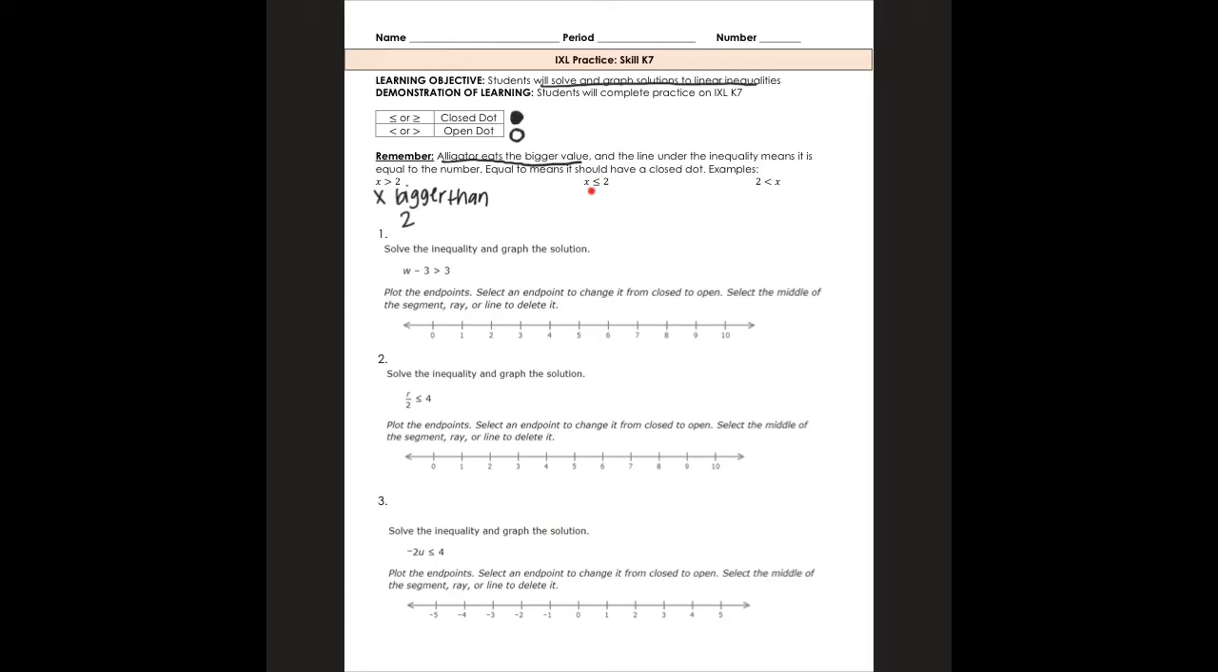Similarly for this next one, the alligator is eating the 2. So the 2 is bigger than x. But 2 could also be equal to x because we have this line underneath. So the opposite way to say this is x is less because it's pointed. X is less than 2. So this would be x is less than or equal to 2.